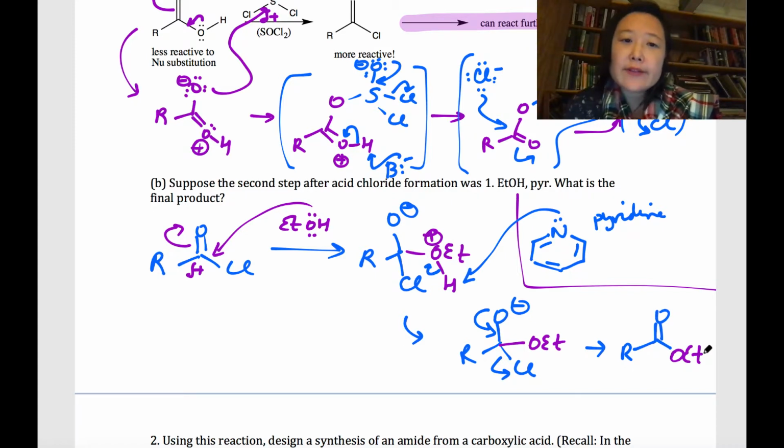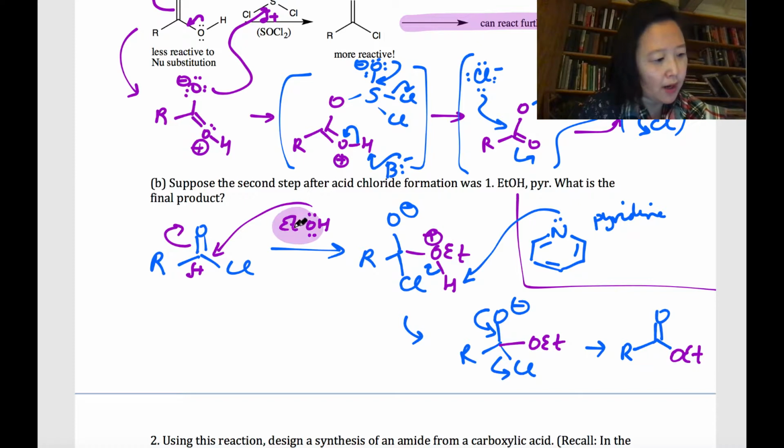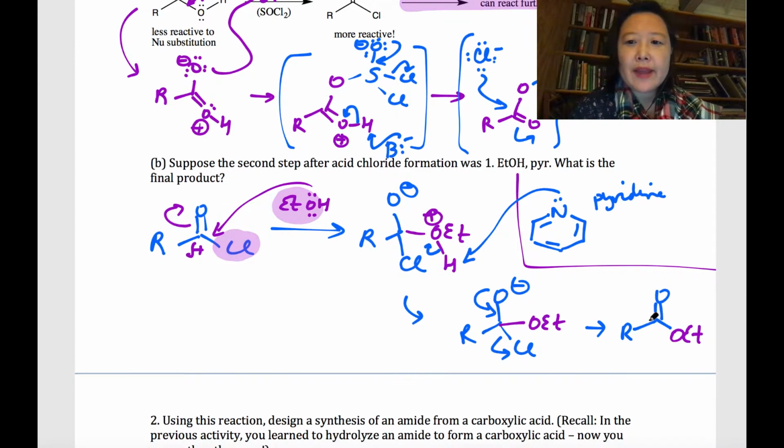Hopefully you saw that we were going to make an ester, because here is our OR group, and we're swapping it out for that group. Nucleophilic substitution. So we end up with an ester. Acid chloride to an ester.